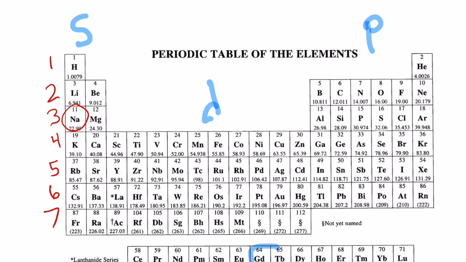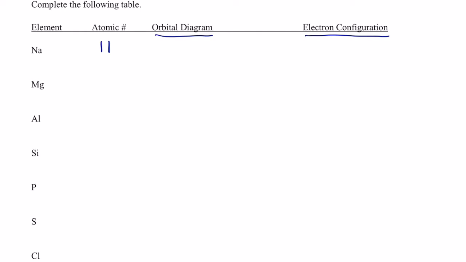Okay, so if we want the electron configuration for sodium, and it's 11 electrons, we need to go from 1s2, 2s2, 2p6, 3s1, and that takes us to sodium. So let's go ahead and write that down. 1s2, 2s2, 2p6, 3s1, and we're going to use the abbreviated configuration quite a bit today.